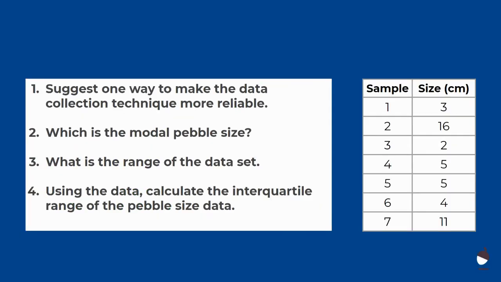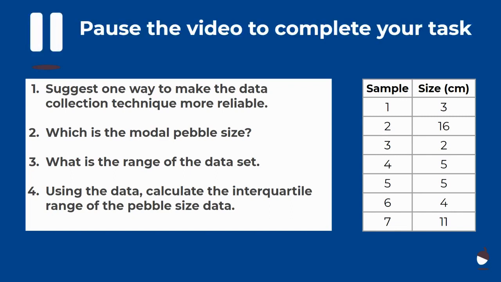Number 1, suggest one way to make the data collection technique more reliable. 2, you're looking for the mode. 3, the range, and I've changed the data set, so no cheating. And 4, calculate the interquartile range. It's going to take you some time to do this. Go slowly, look at those definitions we've written down, use your calculator. Pause the video now, and good luck, everyone.